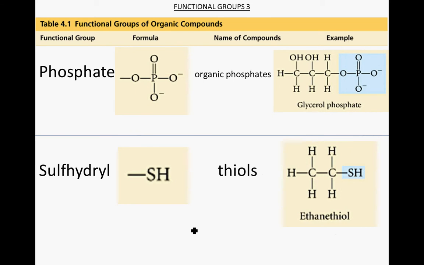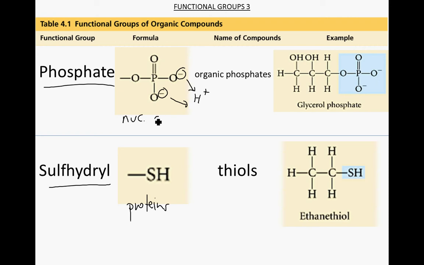Others: there's a phosphate group, which, if you notice here, these negatives imply that they lost hydrogen ions to solution. And so these are acidic groups as well. When we look at nucleic acids like DNA and RNA, we're going to see a lot of phosphate groups there. And then sulfhydryl groups, you don't see those too much, but there is sulfur in proteins. So we're going to see sulfur groups sometimes associated with proteins, and phosphate groups associated with nucleic acids, for example, DNA and RNA.